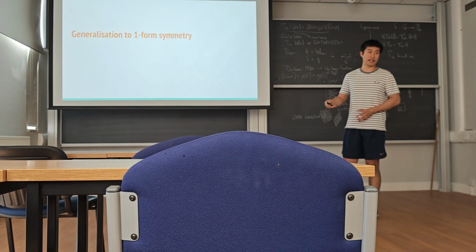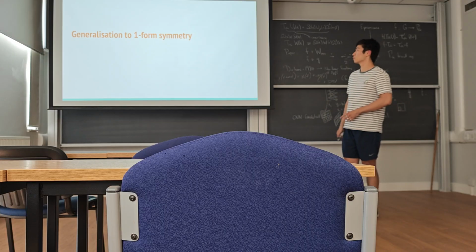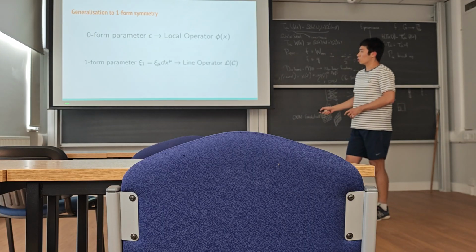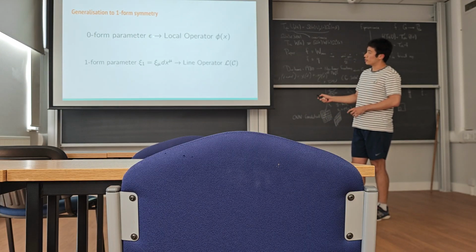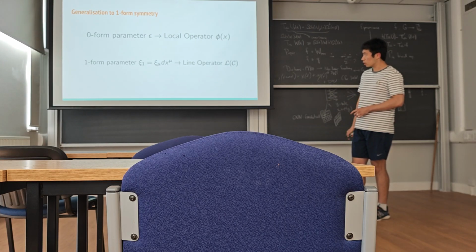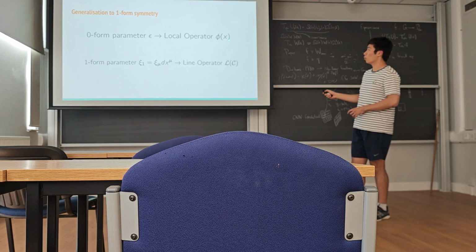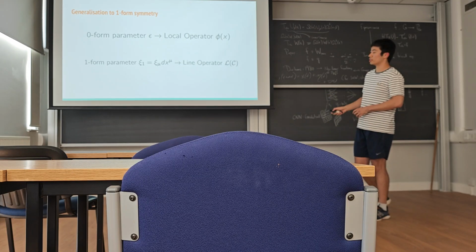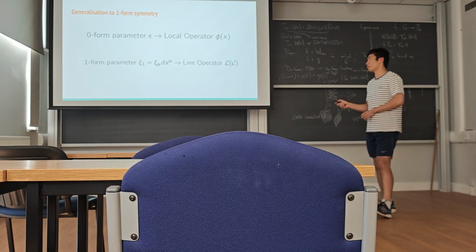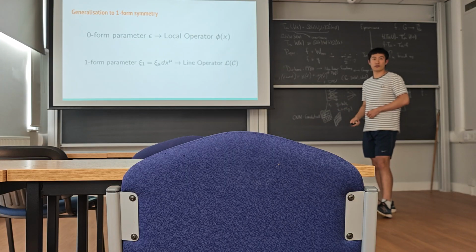Okay. Now we are ready to generalize to the one form case. So instead of a zero form parameter, we now have a one form parameter. And instead of acting on a local operator, we act on a line operator, which is defined on a one-dimensional submanifold, which we call a curve C.